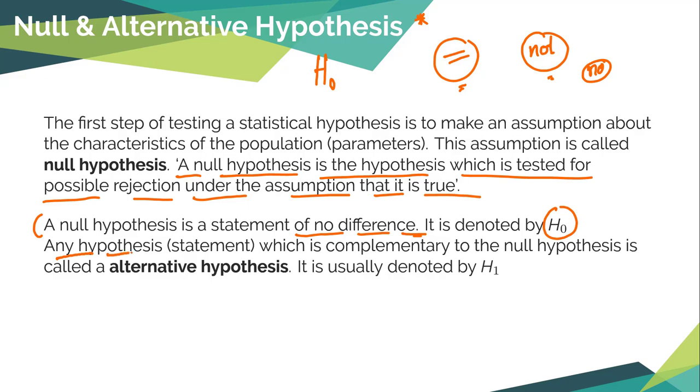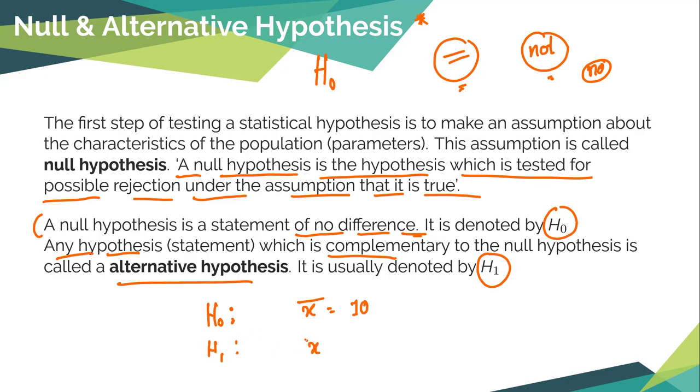Any hypothesis or statement which is complementary to our null hypothesis is called an alternative hypothesis. So let's say I am stating an assumption or hypothesis that x is equal to 10. Now I am using the equal symbol, which means no difference, and that's why it is regarded as a null hypothesis. Let's say x bar is 10, that the average is 10. A complementary statement to this assumption, or null hypothesis, will be called an alternative hypothesis, which is denoted by H1.